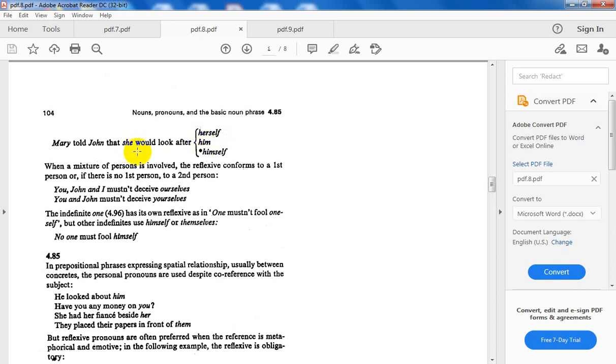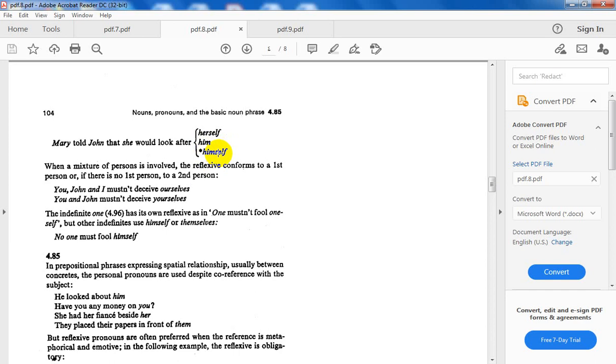Him. She would look after him. Why? Because I cannot use himself. And I have the subject of that clause, it is she. So it should be either herself as a reflexive or what? Him as objective case. So this is ungrammatical.